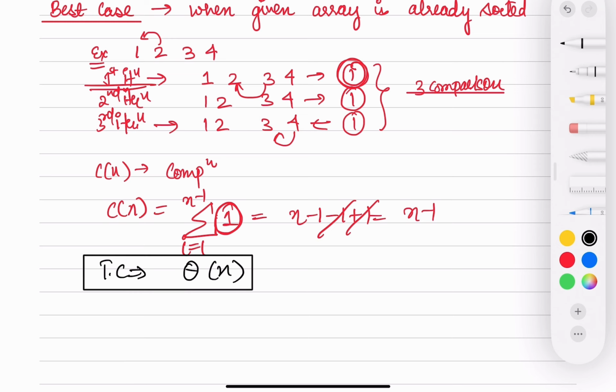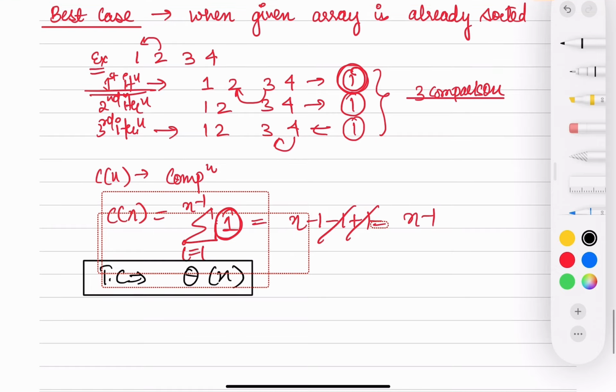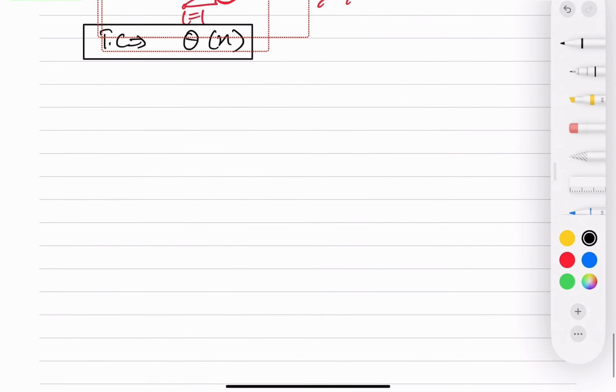If you don't understand how time complexity is derived, you can refer to our previous video where we have seen how to derive time complexity and we have solved a good number of questions there. Okay. Now, what happens in the worst case, guys?